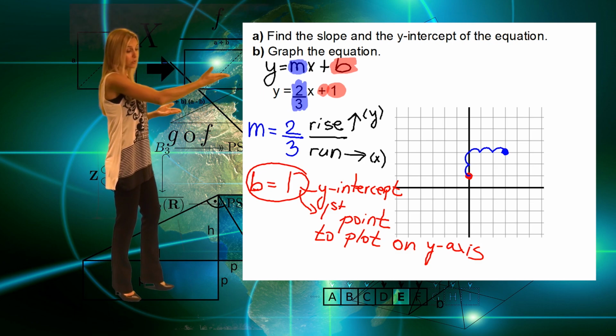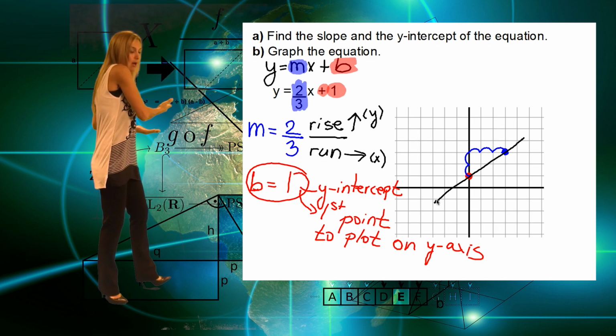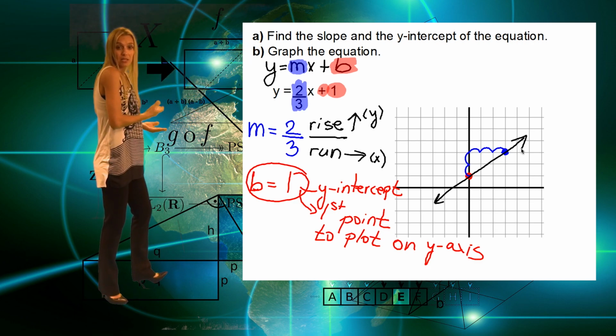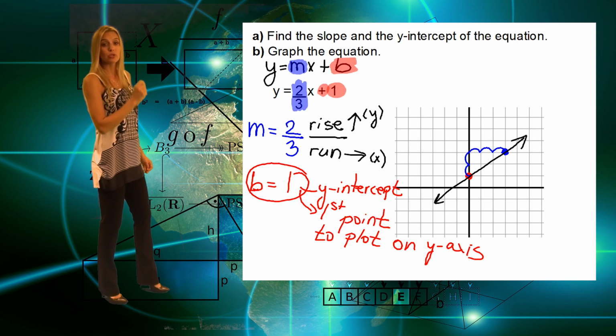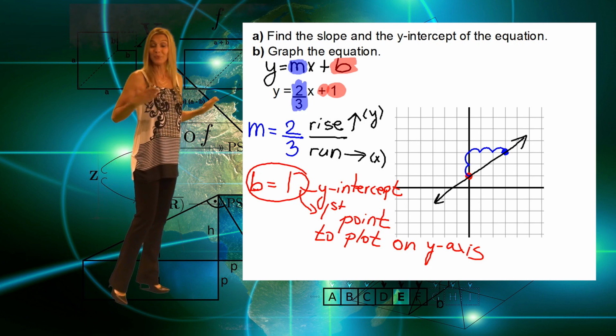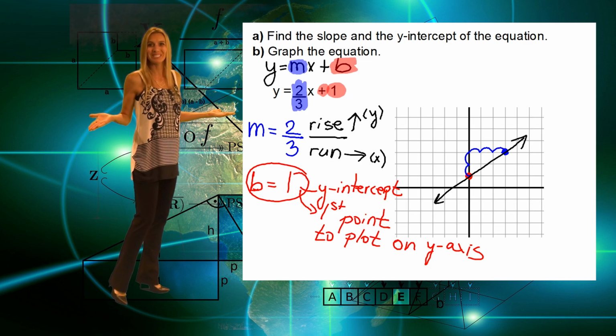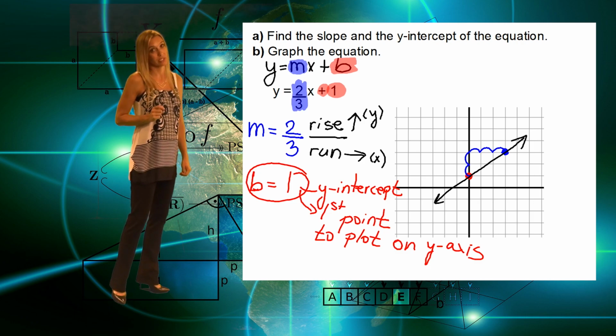Now, if I connect those dots, those points, I can create a nice line. And that is the graph to the equation that was given to me, y equals 2/3 x plus 1. That is it. That's all to it. Now let's look at the next example that we have in here.